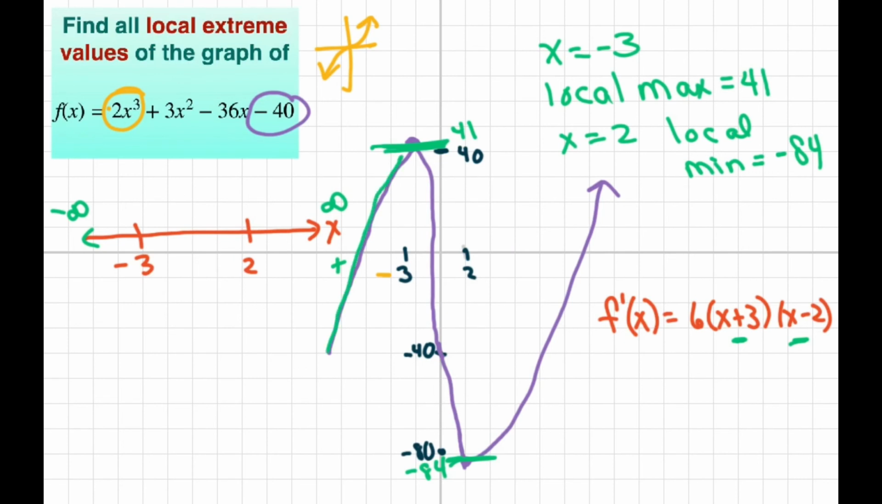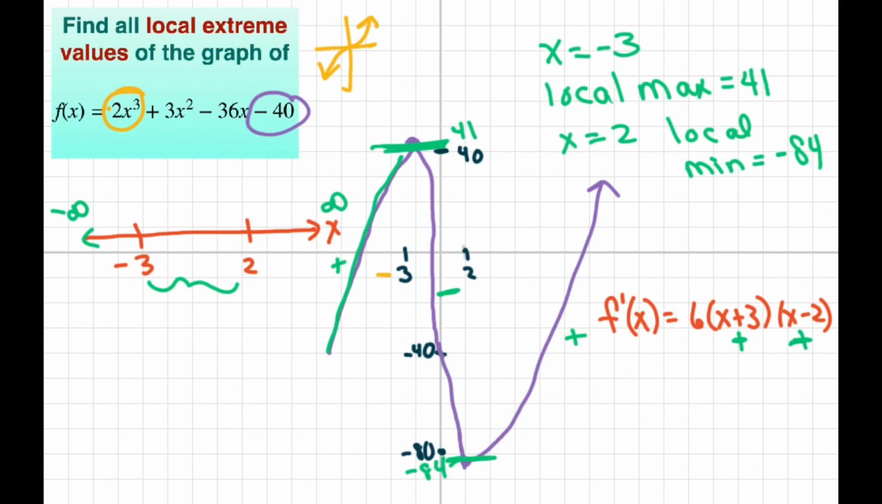Now let's substitute in a number in between this interval, negative 3 to 2. So let's substitute in 0. That's going to give you a positive and a negative, which gives you a negative. And then let's substitute in a number that's bigger than 2, say 3. That would give you a positive, positive. So that's where you could get it.